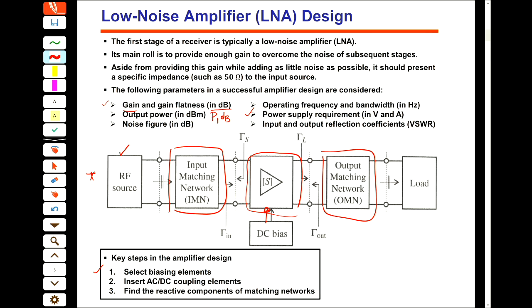First, how we can bias a transistor, which I believe you know from analog electronics. Then how we can isolate the DC and AC paths, and then how we can match an LNA. The matching for the LNA could be a bit different because we need a pure resistive, and we will see that. Okay.